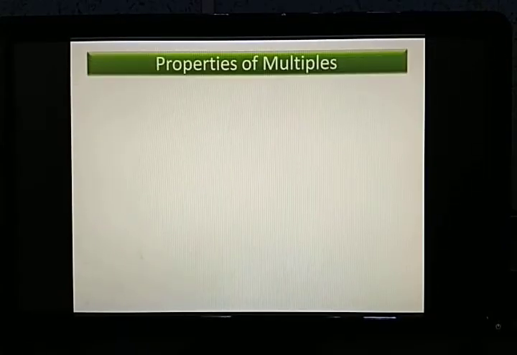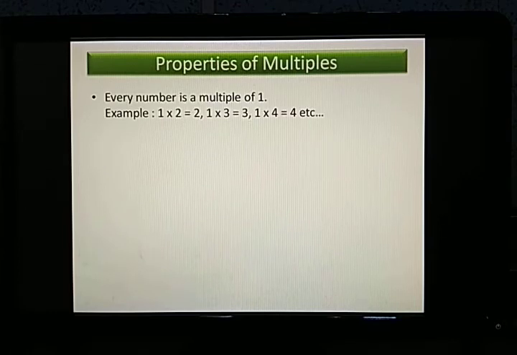Now next topic is properties of multiples. Just like the properties of factors we have seen just now, now we will discuss properties of multiples. First property is every number is a multiple of 1. Yes, any number you take, it will be a multiple of 1. Obviously, if we multiply 1 with any number, we get that number. Say for example 1 into 2 is 2, 1 into 3 is 3.